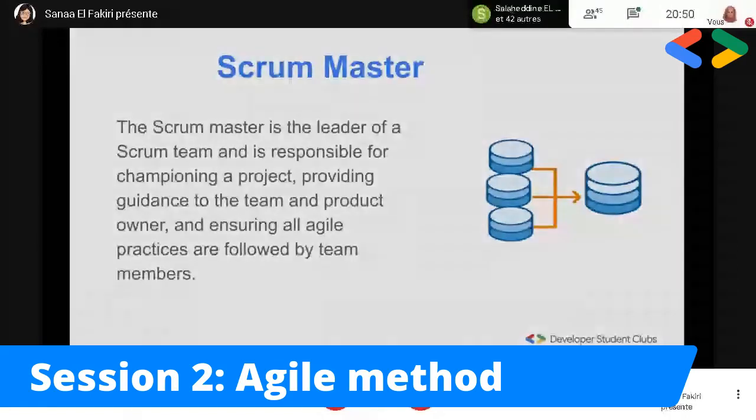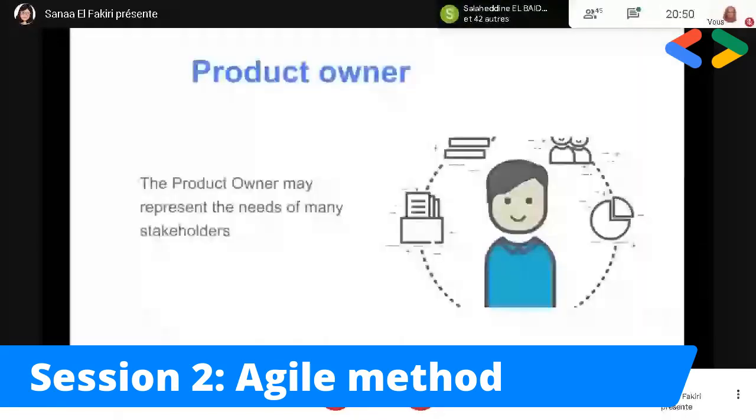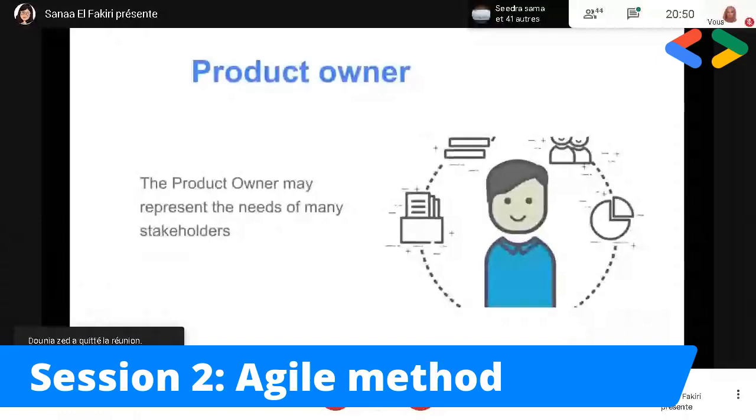And then we have the product owner, or the PO. The PO is one person. He is never a committee, and he may represent the needs of the stakeholders. What I want to say is that the product owner is the person that comes between the developers, or the Scrum team, and the stakeholders or the clients. Those wanting to change the product backlog can do so only by trying to convince the product owner. So the product owner has complete control of the product backlog.